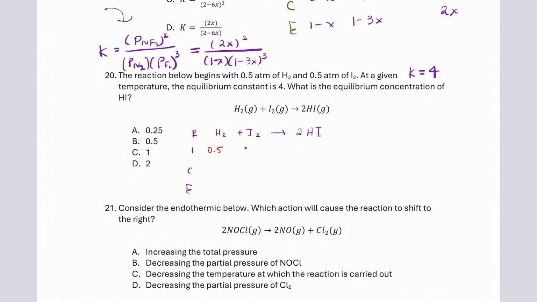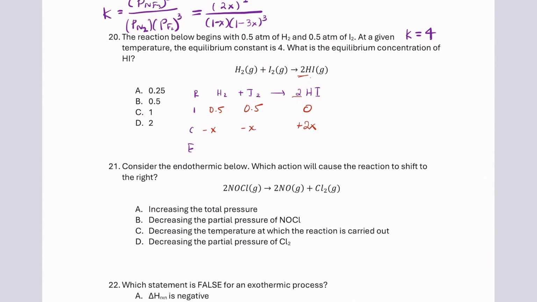Then we go on to I. I is initial. Hydrogen is 0.5. Iodine is 0.5. Hydrogen iodide is 0. Then we go to C, our change row. If X atmospheres of hydrogen gas react, then X of iodine gas also react, and we make 2X of hydrogen iodide because of the 2 in the coefficient. So we use those mole-to-mole ratios between species to assign a value to the X variable when change is happening. So hydrogen gas goes down by X, iodine gas goes down by X, and hydrogen iodide goes up by 2X.